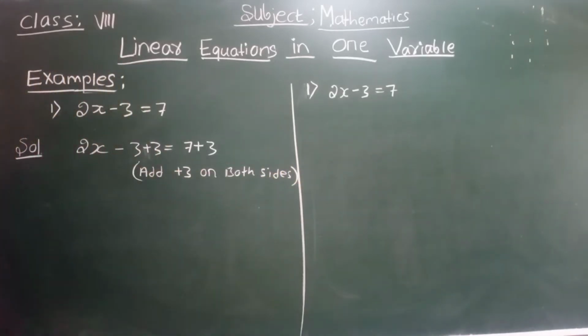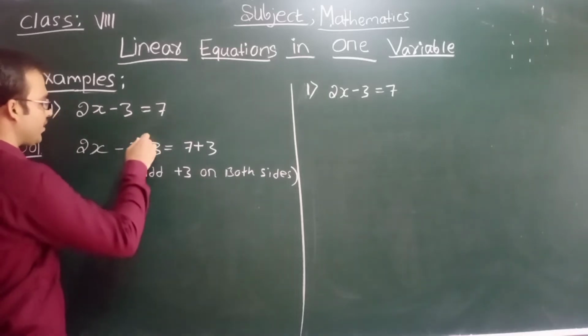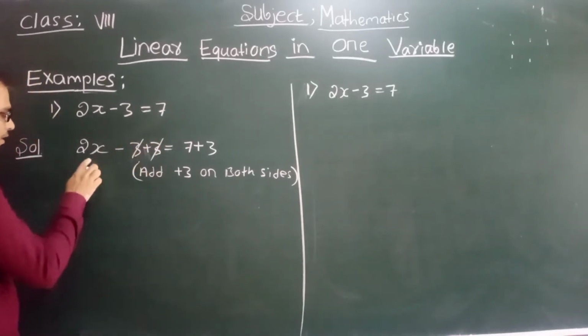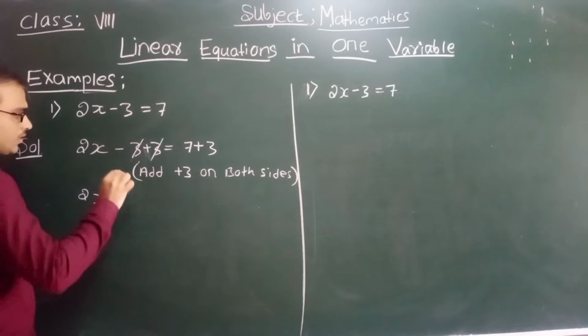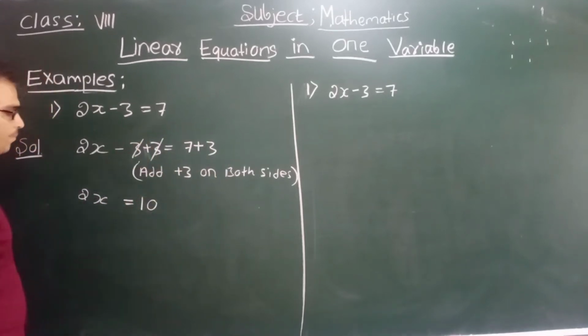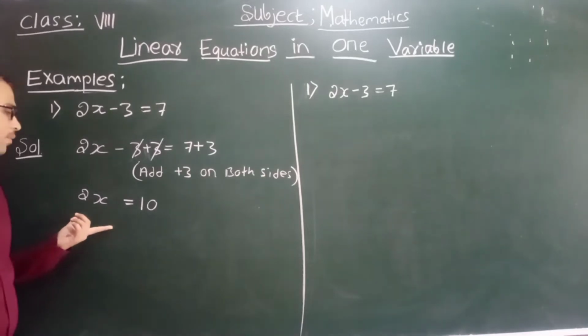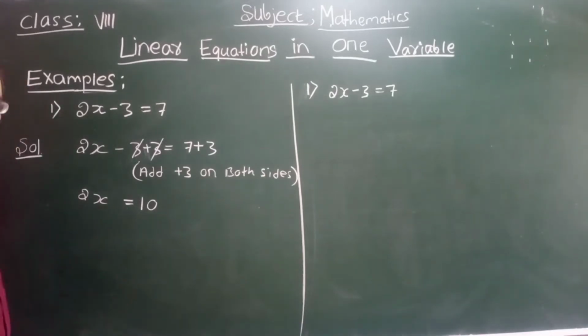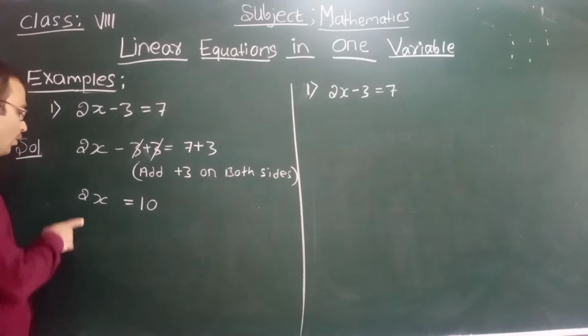Next, when we add plus 3 on both sides, what happens? This gets cancelled, and what is remaining? 2x equals 7 plus 3, which is 10. So now look here: 2x equals 10 is remaining.